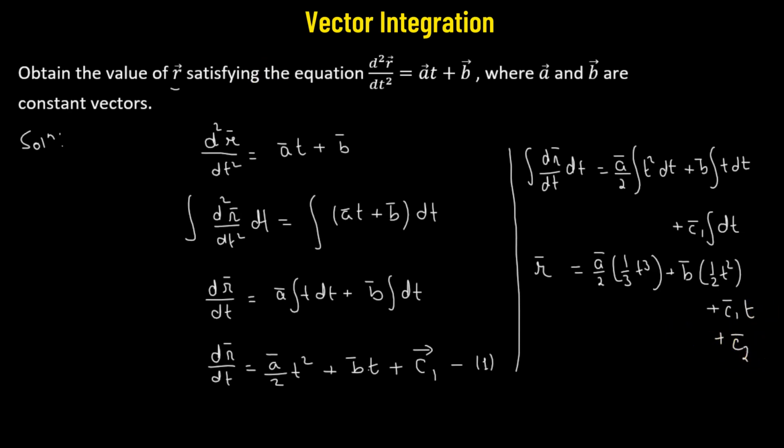That means we have our final result. So our vector r, which is a function of the parameter t, will be equal to 1/6 of t cubed times vector a plus half t squared of vector b plus c1 vector times t plus c2 vector. So this is the value of our given vector valued function r.